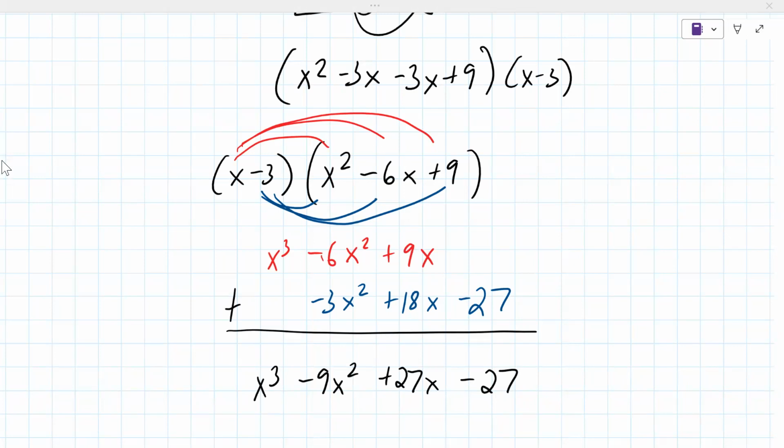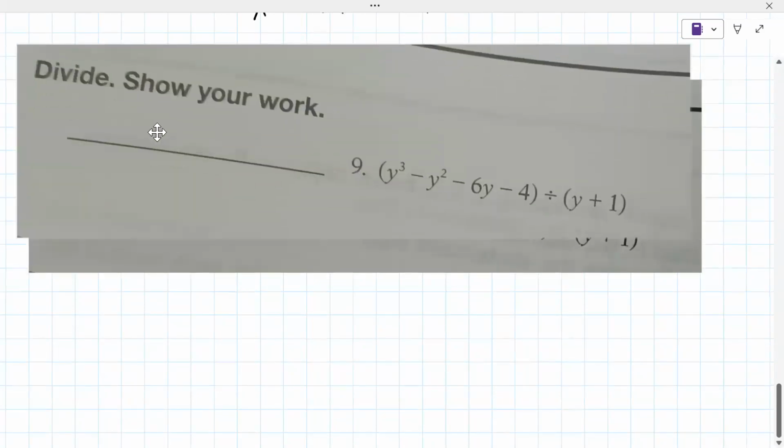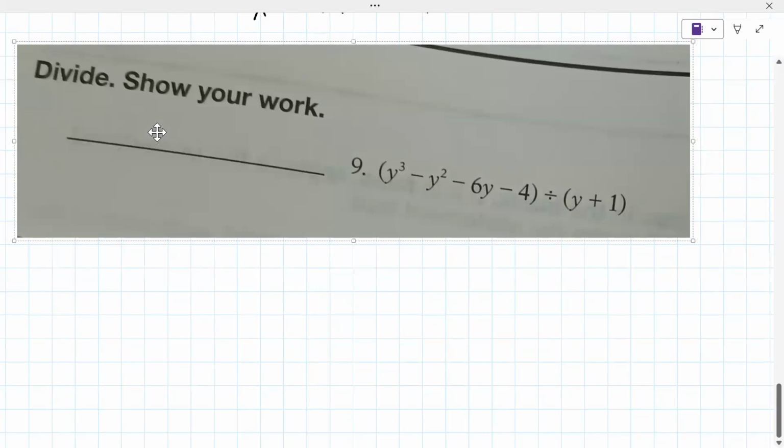Okay, almost got it. I just did an exponent wrong. Kind of tough. Let's go to number 9. Is that okay? All right.